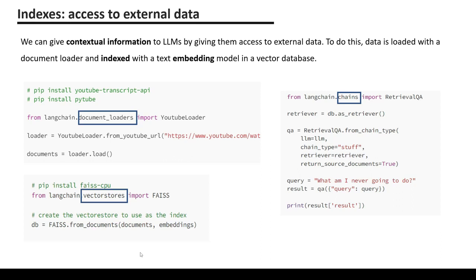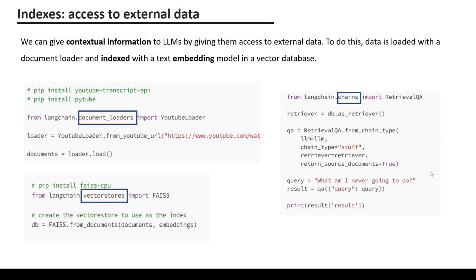Now we can use this information to ask specific questions about the YouTube video. To do this, we use the chain function, specifically the retrieval QA function, which allows us to ask questions. We define the query we want to ask related to the video we just loaded and launch this question to the model in QA format.